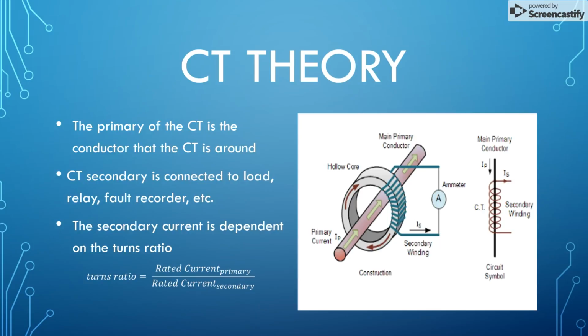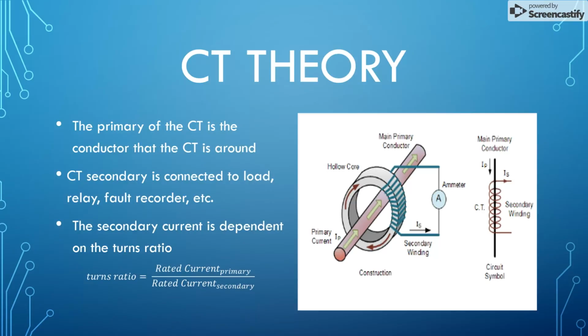The primary of the CT is the conductor that the CT is around. So if we look at our picture, you can see that the primary current's running through that conductor, and then you have that donut CT around it. The secondary side of that CT is going to be connected to a load of some sort, be it a relay, a fault recorder, or any other piece of equipment that provides some sort of load for that CT. And you can see in our picture that you have that blue wire wrapped around the core, and it goes to an ammeter, and that's where our secondary current is going.